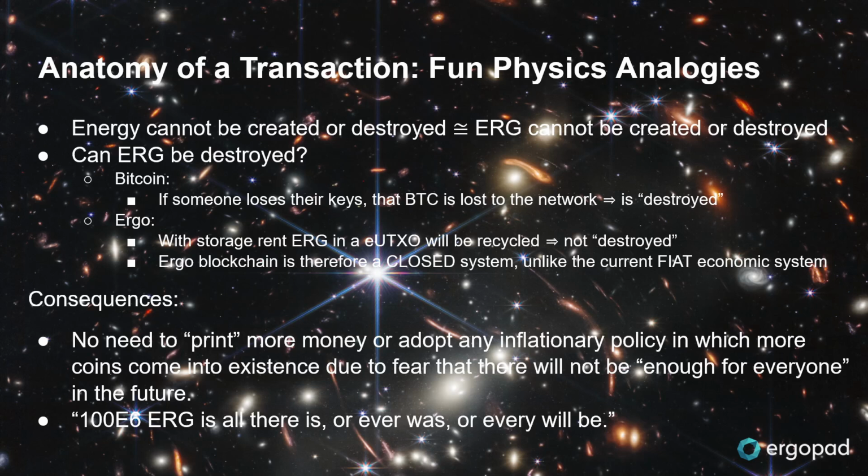So what are the consequences of this? The blockchain doesn't need any sort of policy that would mint more coins into existence, because we fear that there might not be enough tokens to go around for everybody. And a million Erg is all there is, or ever was, or ever will be. So when the blockchain was created, there was only 1 million created.